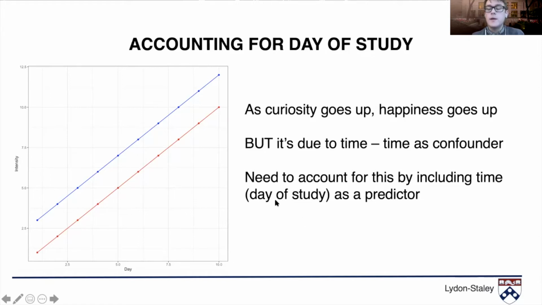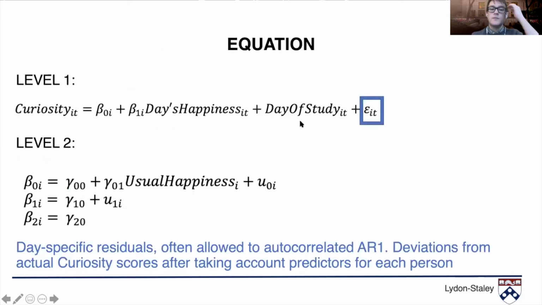We don't want to run an analysis and come away with the conclusion that it's all about the association between happiness and curiosity, when really it was just about the effect of time on both. So one way to deal with this is to include time as a predictor. In our case, that's what we're doing with day of study. This should have a beta 2i in front of it, by the way. Okay, so then we could add other predictors here if we wanted to. We're going to go with this simple model for now.